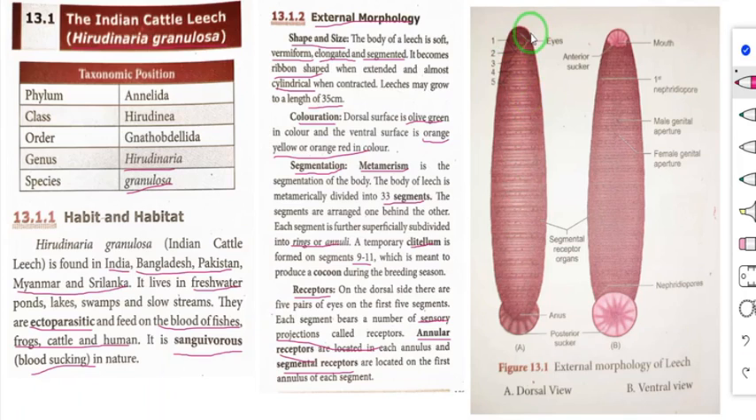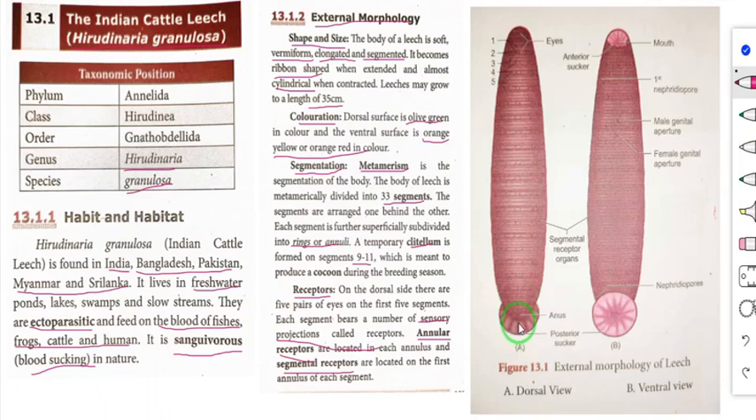The anterior sucker is known as the anterior sucker and the posterior sucker is known as the posterior sucker. The sucker located at the anterior end is called the anterior sucker or oral sucker. One more name is oral sucker, that is the mouth region. The anterior sucker occupies the first 5 segments. The posterior sucker is formed by the fusion of the last 7 segments. The posterior sucker is situated in the last 7 segments.